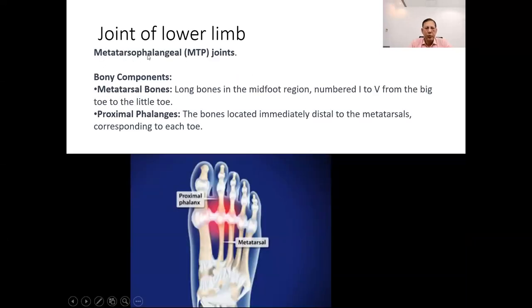The metatarsophalangeal joints are the joints found in the foot between the metatarsal bones and the proximal phalanges. These joints play a crucial role in weight bearing, walking, and providing flexibility to the foot.